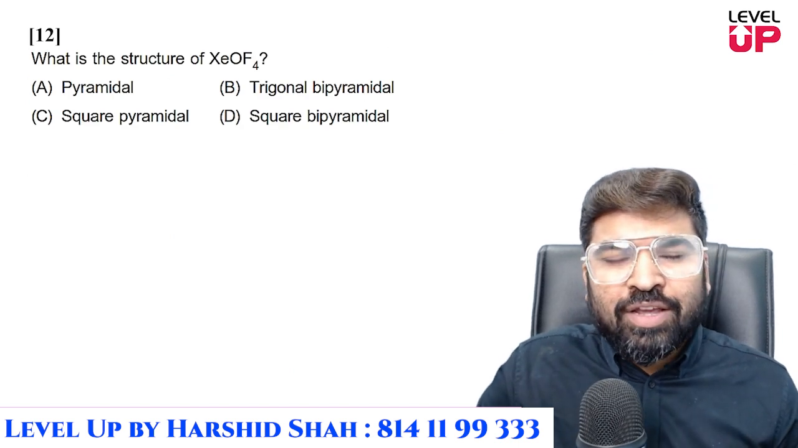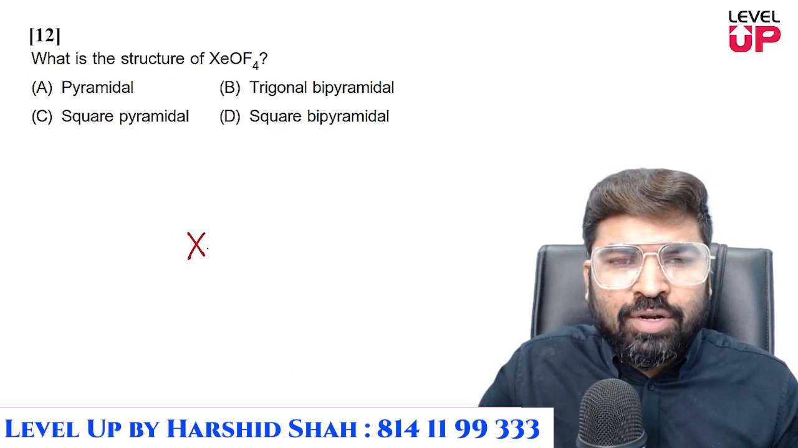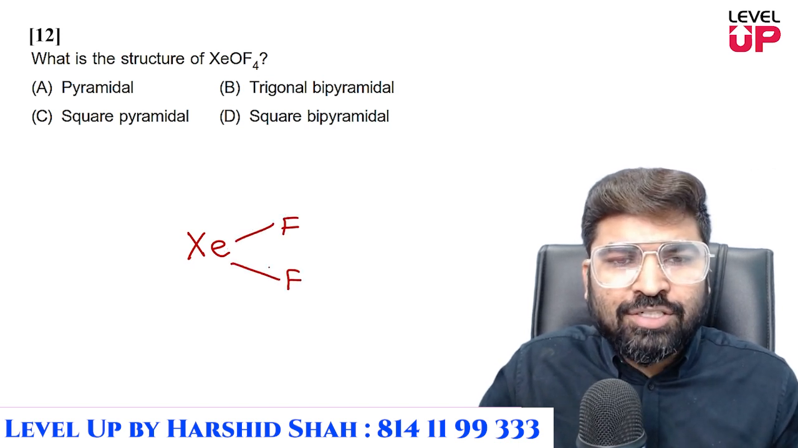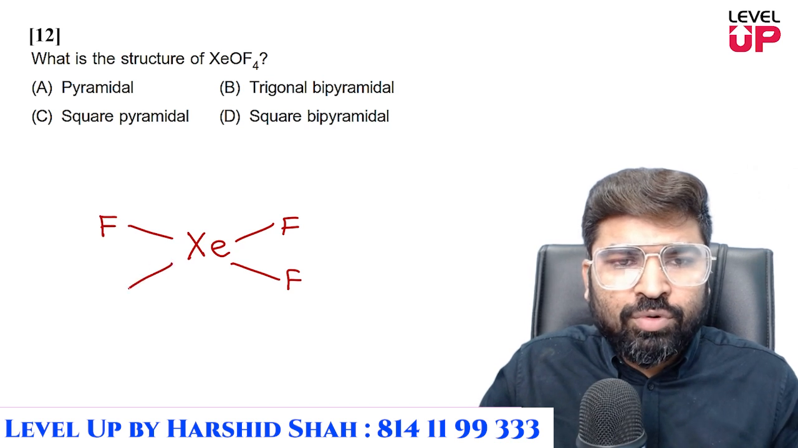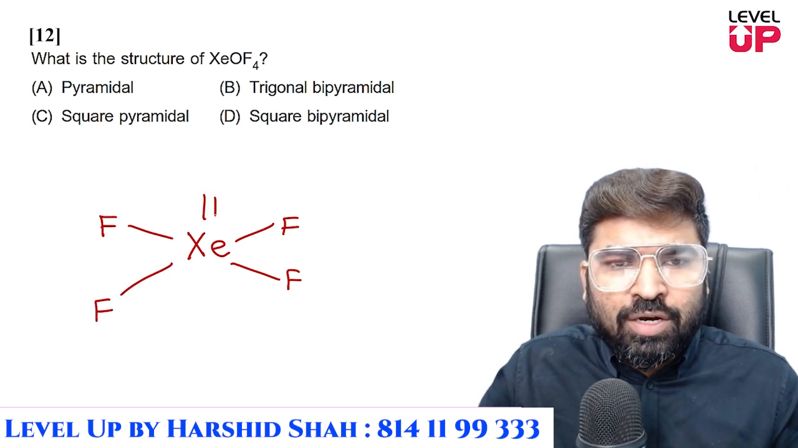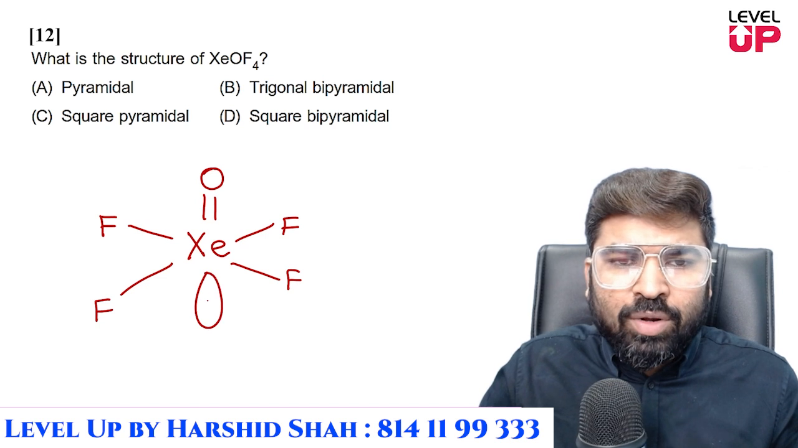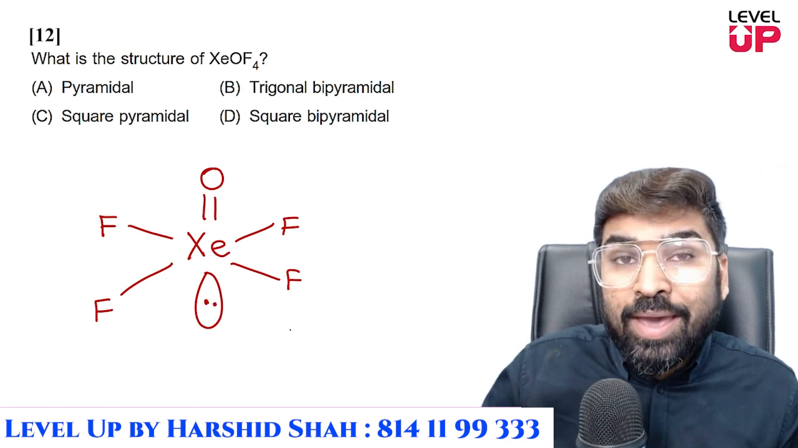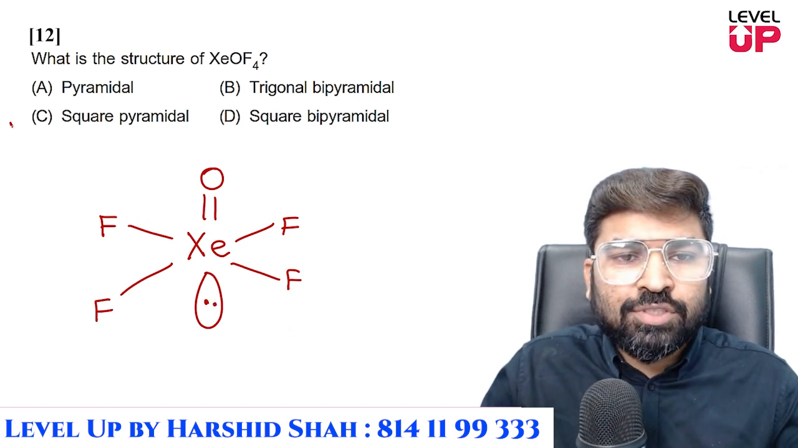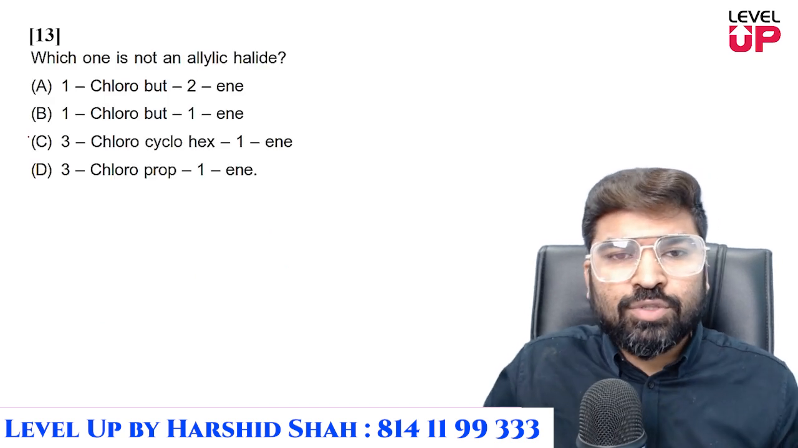What is the structure of XeOF4? It's very simple. Xenon has got 8 electrons in the outermost orbit, 4 of which are being balanced by fluorine, 2 of which are shared with oxygen, and 1 lone pair. So it's a square pyramidal. Option C is your answer.